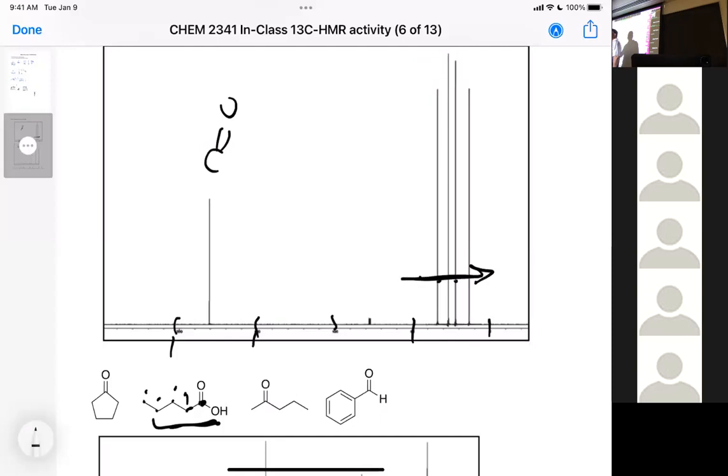So this would be a sextet. This would be a triplet. So we could actually identify it that way as well. Okay, questions on that? Okay, so look for your number of peaks and the shifts.